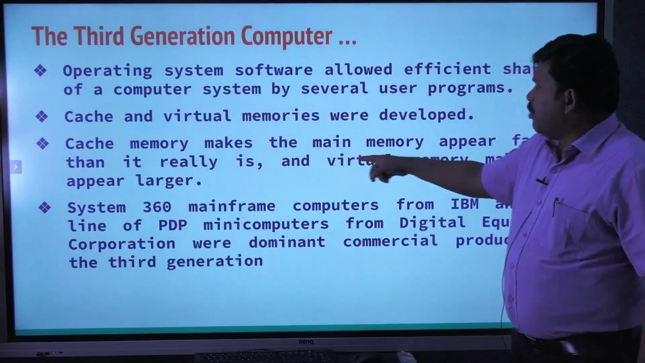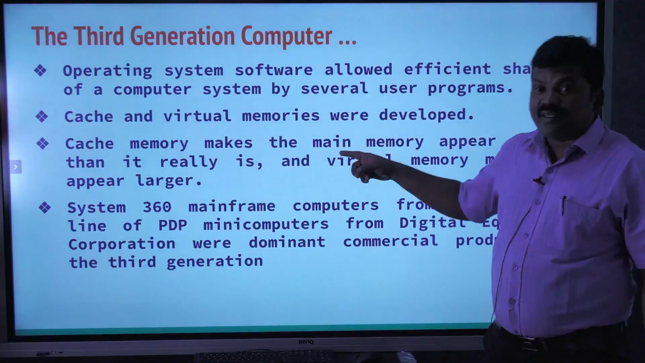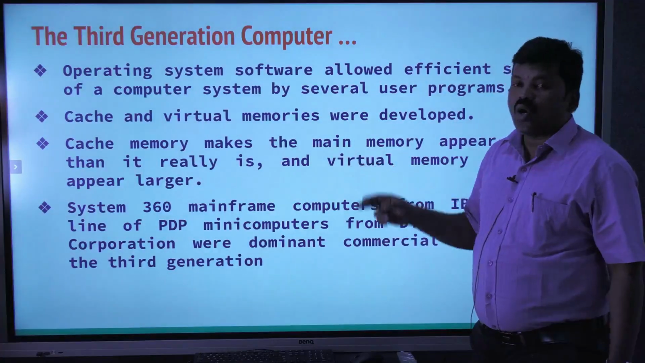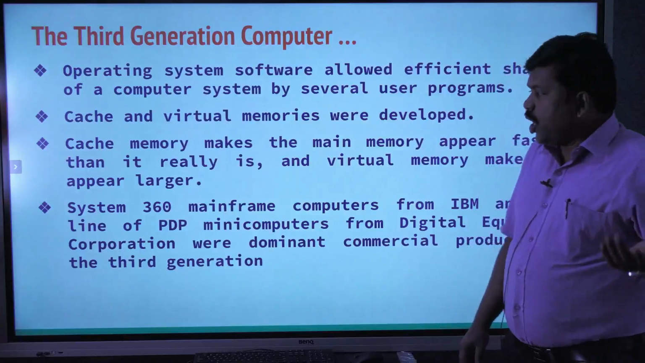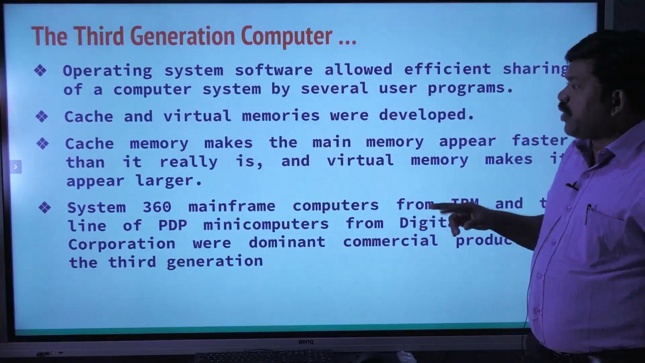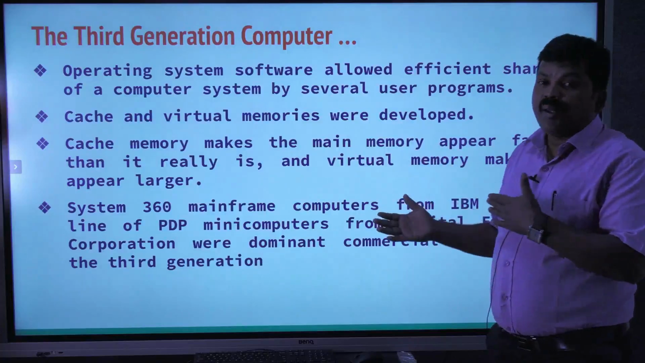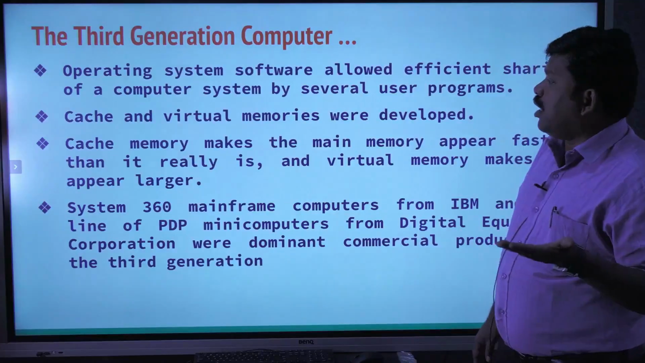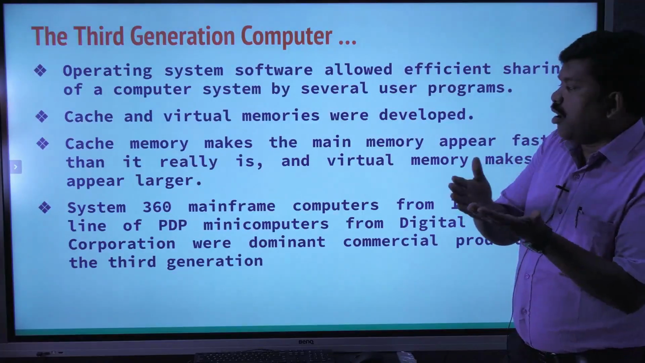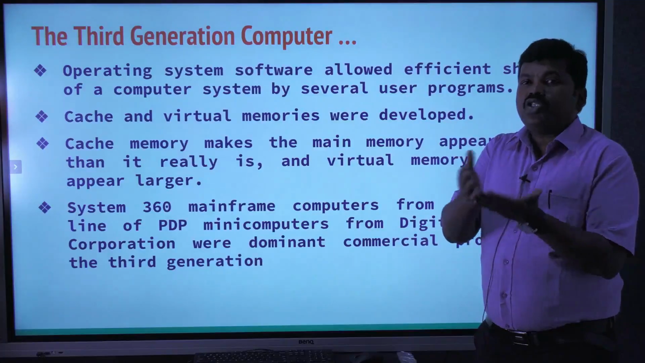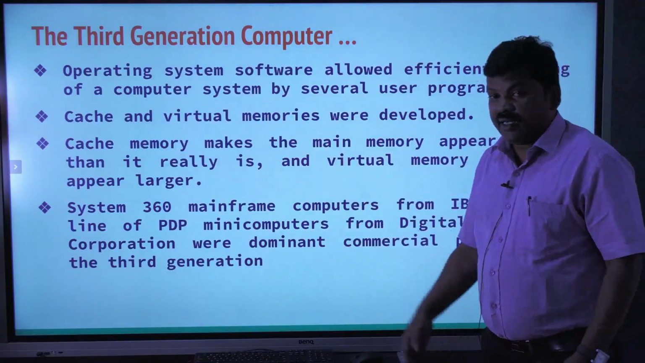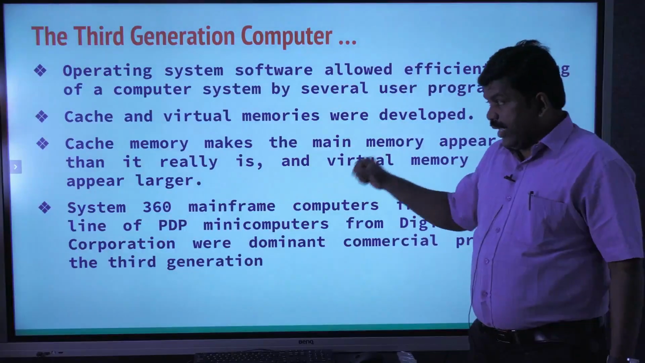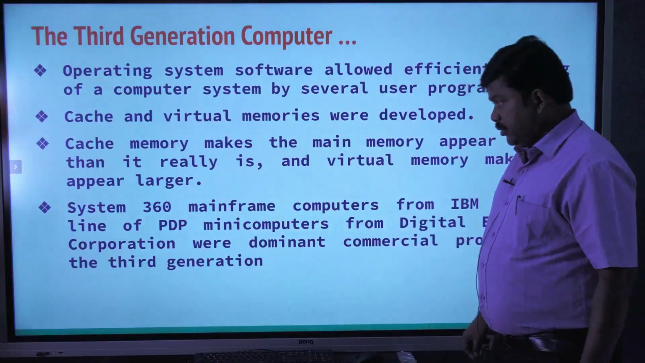So cache memory makes the main memory appear faster than it is, and virtual memory makes it appear larger. These two concepts we are going to study in detail in the fourth unit. Cache memory sits in between the primary memory and the processor. It reduces the time of data transfer between the processor and the memory, instead of taking the data directly from the primary memory, so that the time taken to execute a particular instruction is reduced.